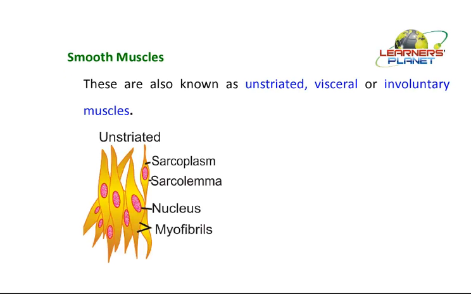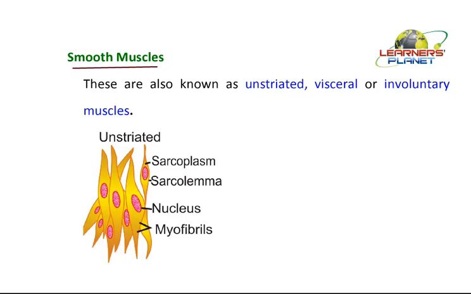So now in today's session, let us study about the various others. Striated we have completed in the previous session. Now let us begin with the unstriated and the cardiac muscles. Here we go with the smooth muscles. So these smooth muscles appear smooth.